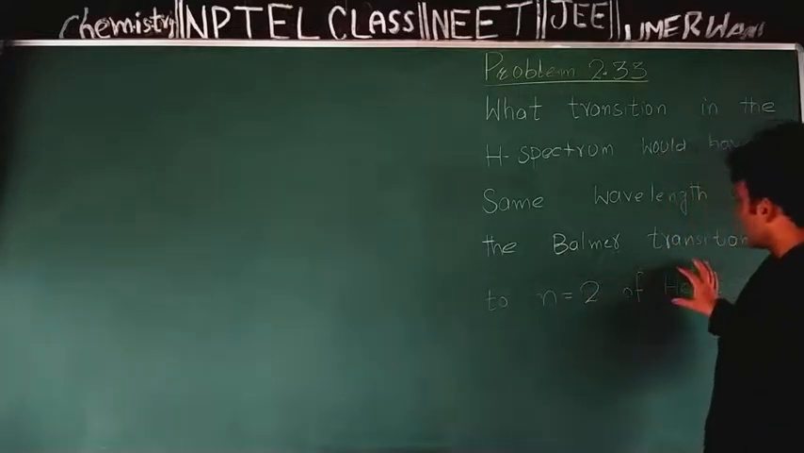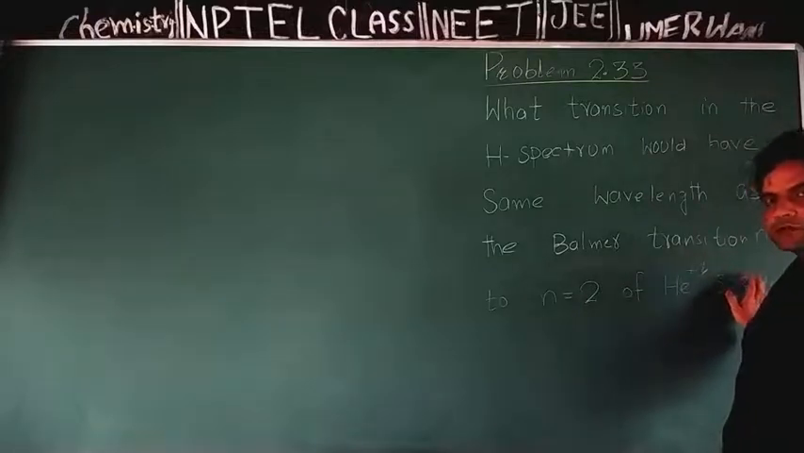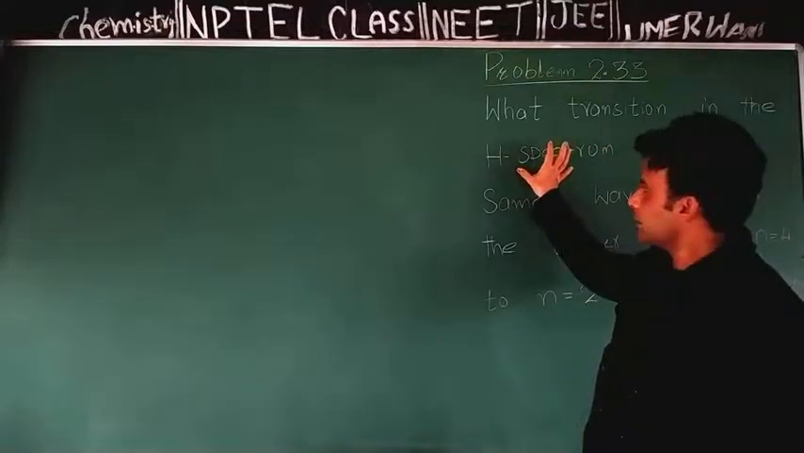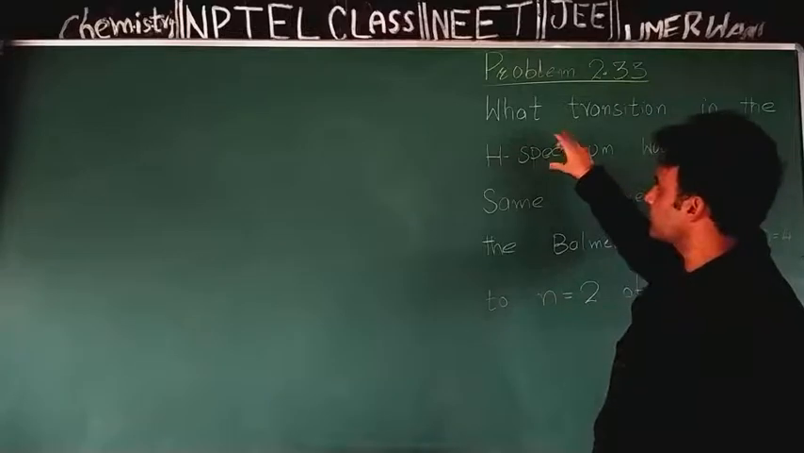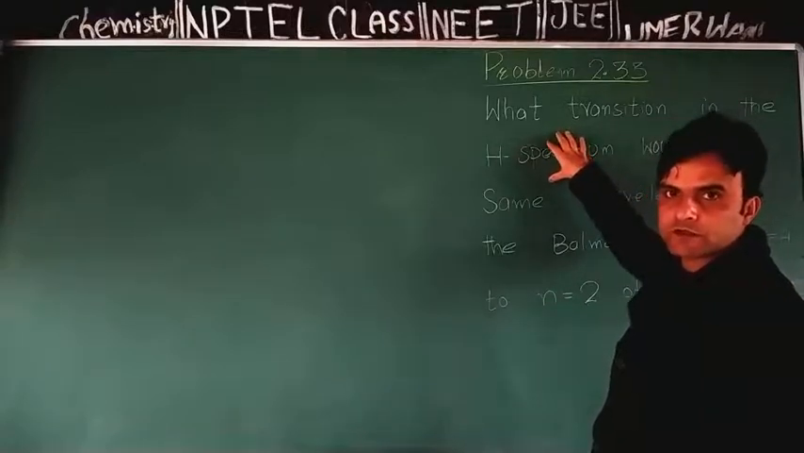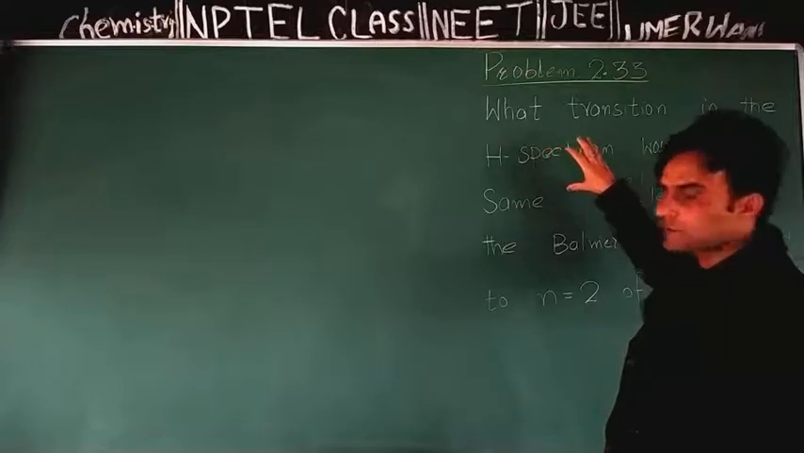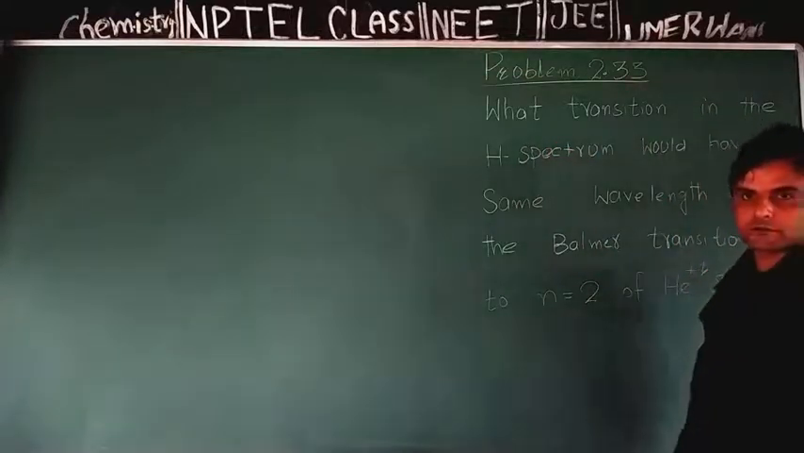And for helium, the transition is defined, higher energy level and lower energy level are defined, but for the hydrogen transition, the orbit numbers of higher energy level and lower energy level are not defined. So we have to identify the transition in hydrogen atom that will have the same wavelength as the transition occurring in case of helium ion.